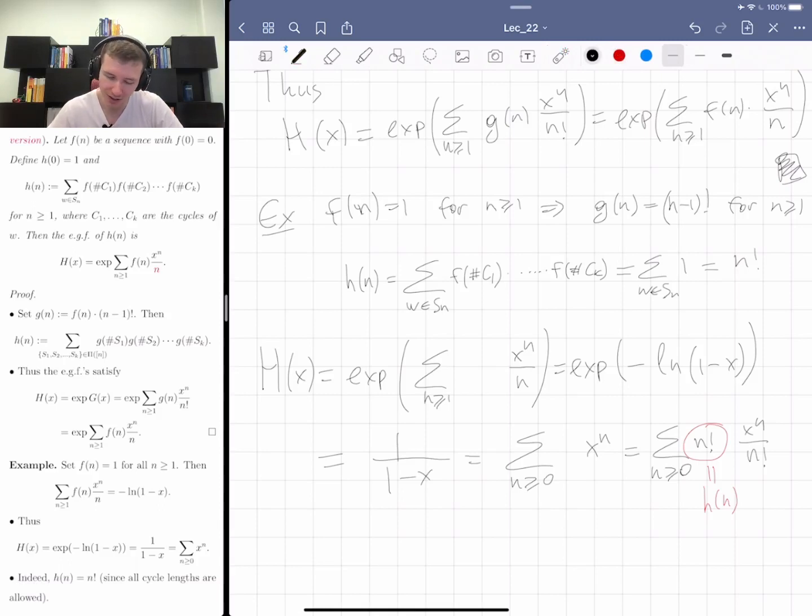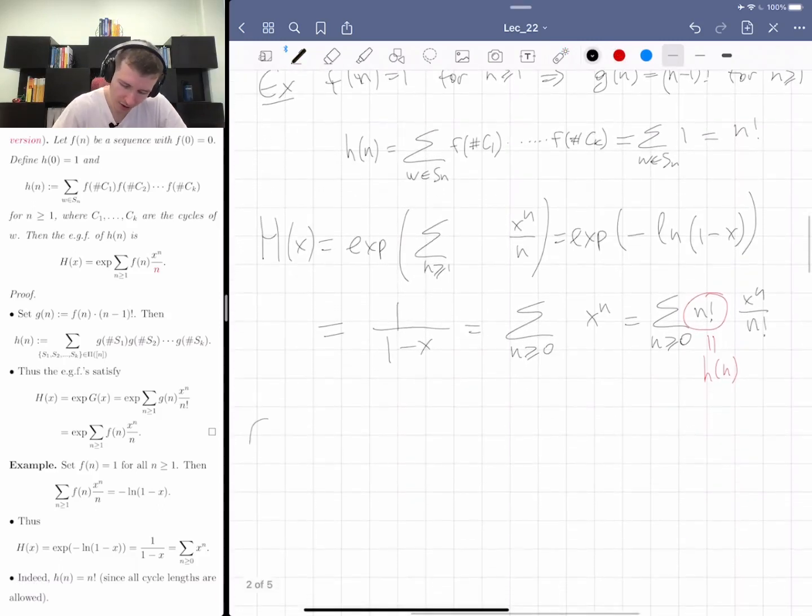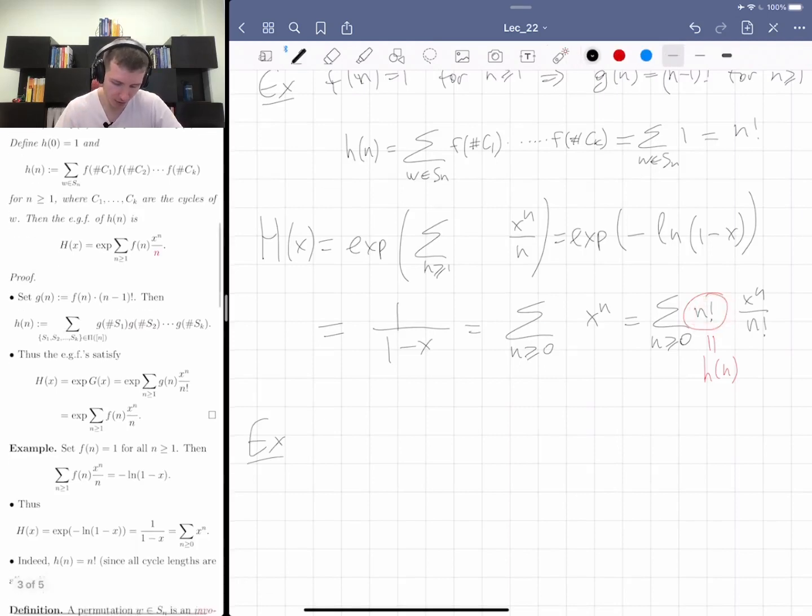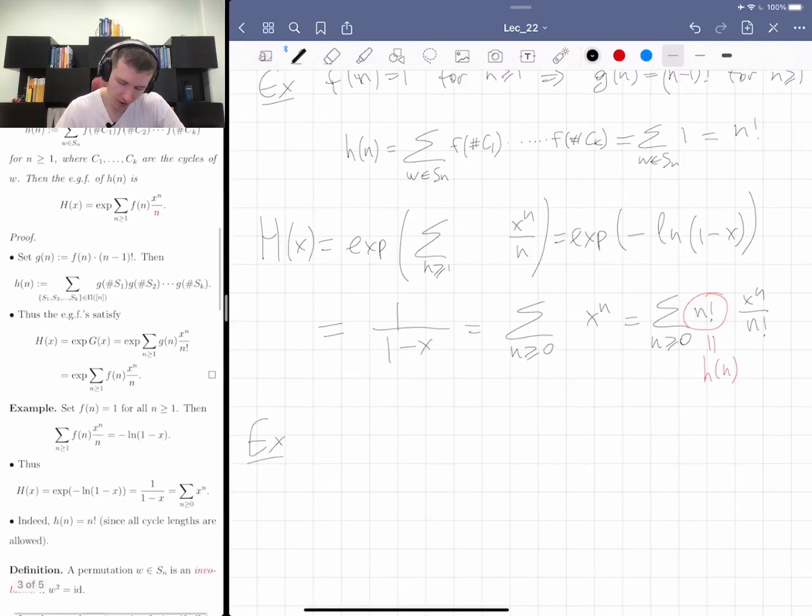All right, yeah, let's try another one. Because we already knew it was going to be n factorial, but now let me try to compute involutions. So what is an involution? I already mentioned fixed point free involutions. Now let's talk about general involutions.